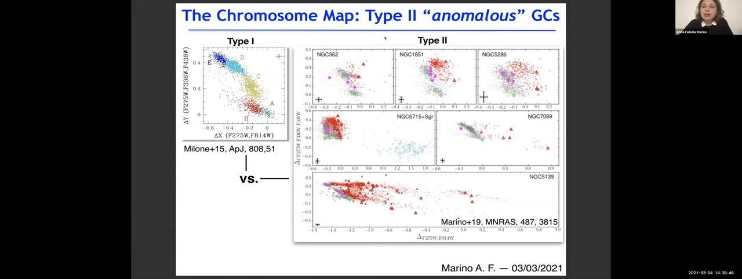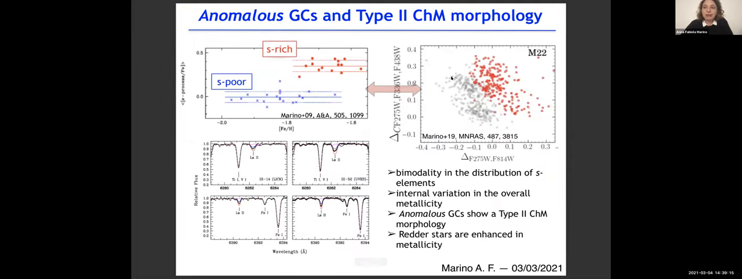But on the other hand, we have another class of objects that we call the type 2 globular clusters that have a completely different chromosome map morphology, as you can see in all these maps. We have a typical chromosome map sequence here shown in gray colors, but additionally to that, we have a redder sequence. So we have red chromosome maps here that are not present in typical globular clusters. So what's going on here?